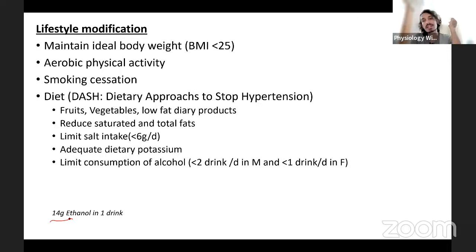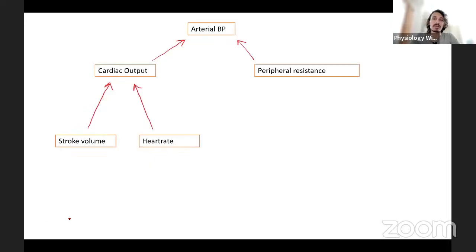Okay, and females less than 1 drink per day. If you have more than that, you have hypertension. Okay, so now that all of this is done, how are we going to treat it?